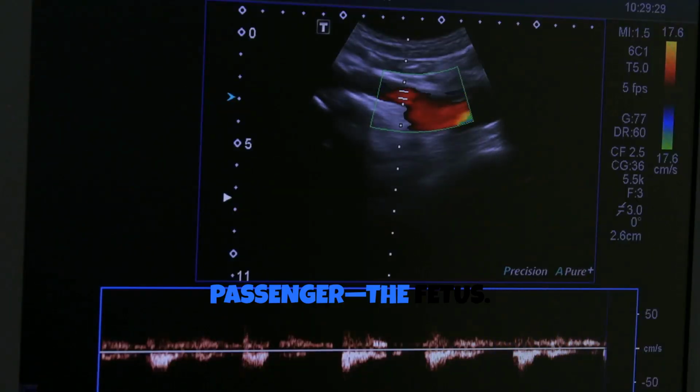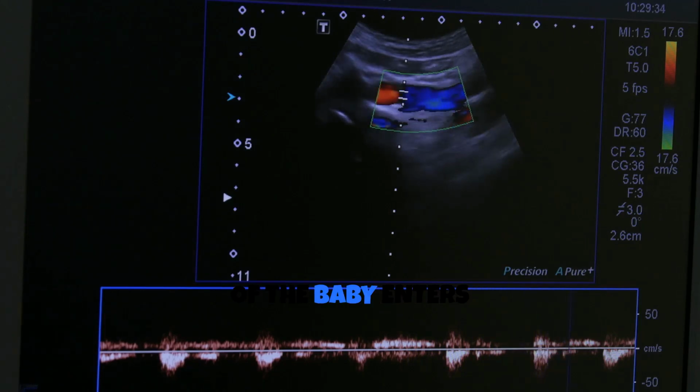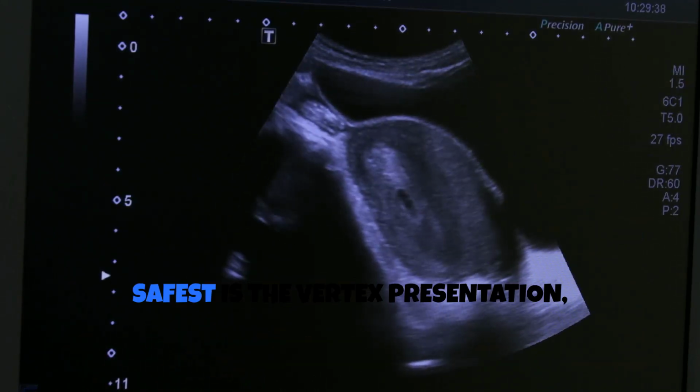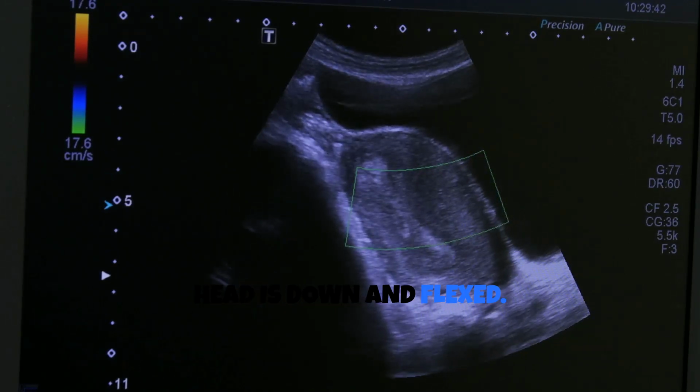Let's focus on the passenger, the fetus. Fetal presentation describes which part of the baby enters the birth canal first. The most common and safest is the vertex presentation, where the baby's head is down and flexed.